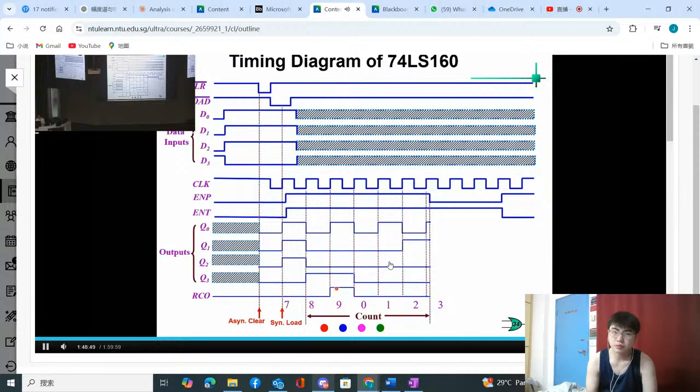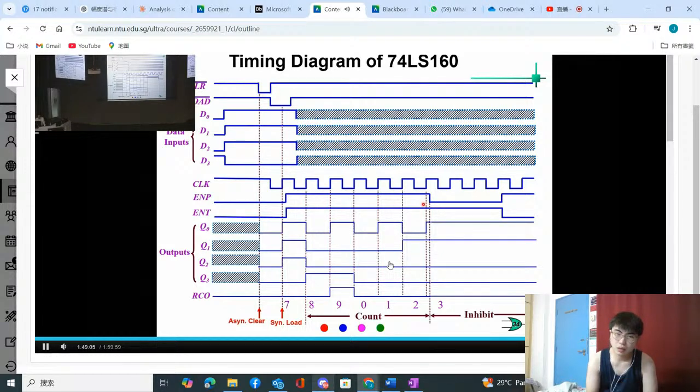But if it goes to 0, after 9 you go to 0, 0, 0, 0, then this RCO will go to low again. Now when you activate the EMP, you realize the output will hold at 3 continuously. If you deactivate the EMP but activate ENT, the output still continues to be inhibited, meaning it holds at 3. So when you operate the IC or the circuit, you have to understand the function and the timing diagram.